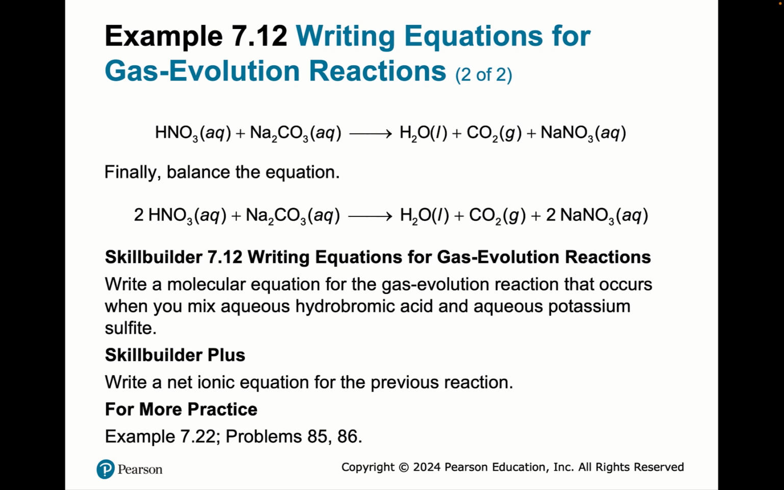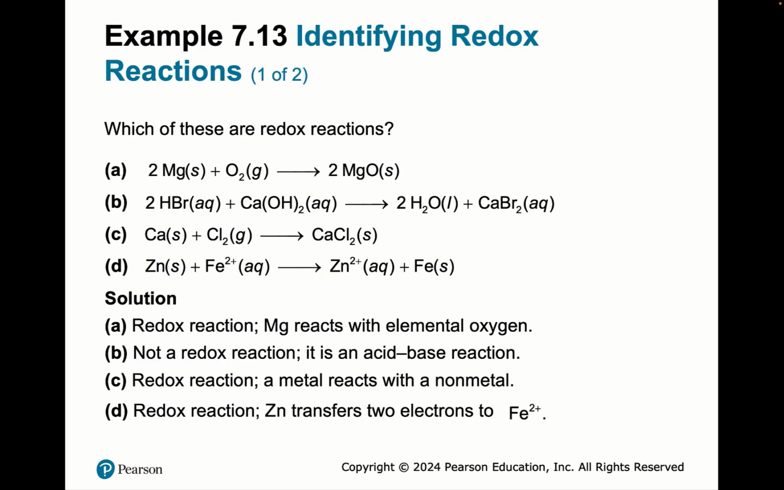If you look at the sodium, there are 2 sodiums on the left and only 1 on the right, so you're going to put a 2 in front of the sodium nitrate. And now we have 2 nitrates, so we need to add a 2 in front of the nitric acid. And then there's 1 carbon, and then the oxygens. The 2 hydrogens from the nitric acid react with the 1 extra oxygen on the carbonate. So then all of these are balanced.